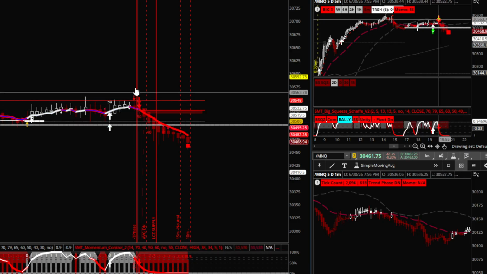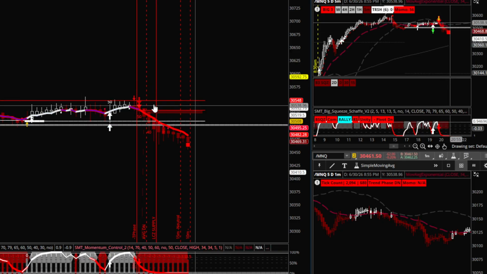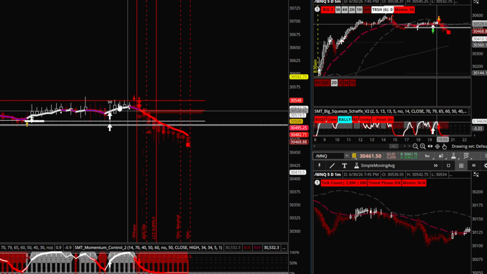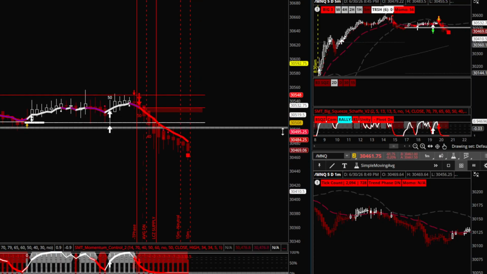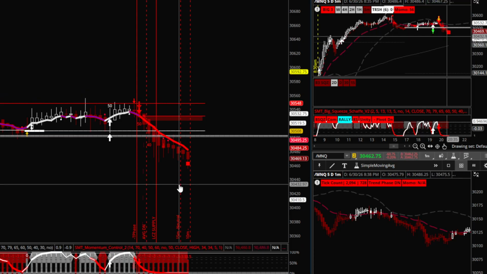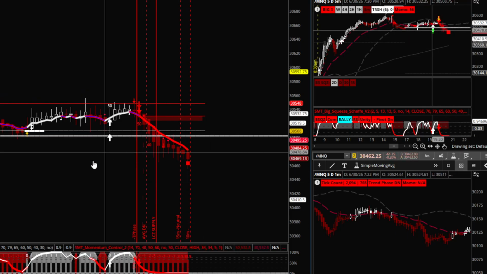So once we started to see all these T phase crossing down, we know to just stay in this trade. It's going to continue on down, and let me show you just how accurate these things are. So let's take a look.